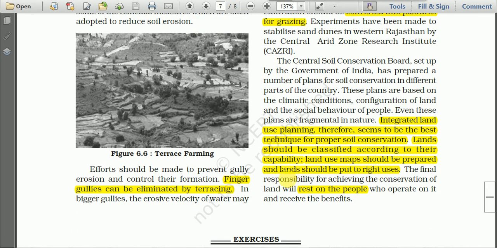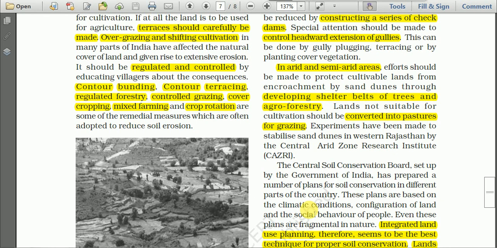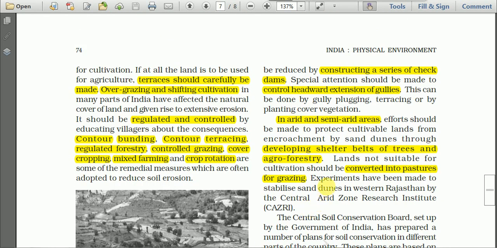Then another step is that efforts should be made to prevent gully erosion and control its formation. Finger gullies can be eliminated by terracing. So to check gully erosion or the smaller finger gullies, we can do terracing of the slopes. And in bigger gullies, the erosive capacity of the water can be reduced by constructing a series of check dams. Just see here.